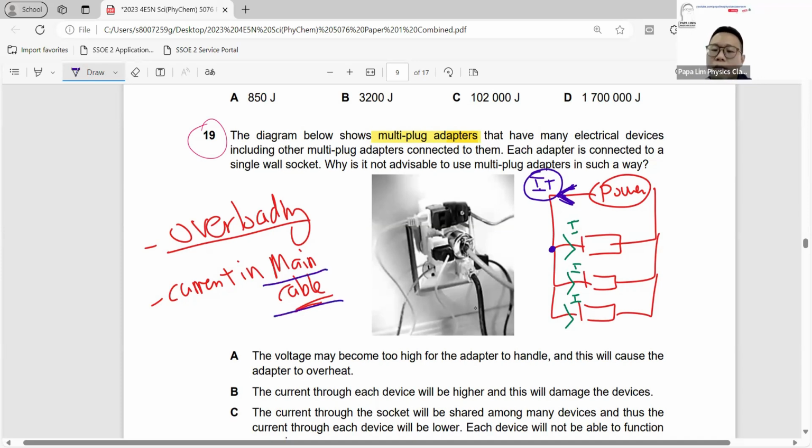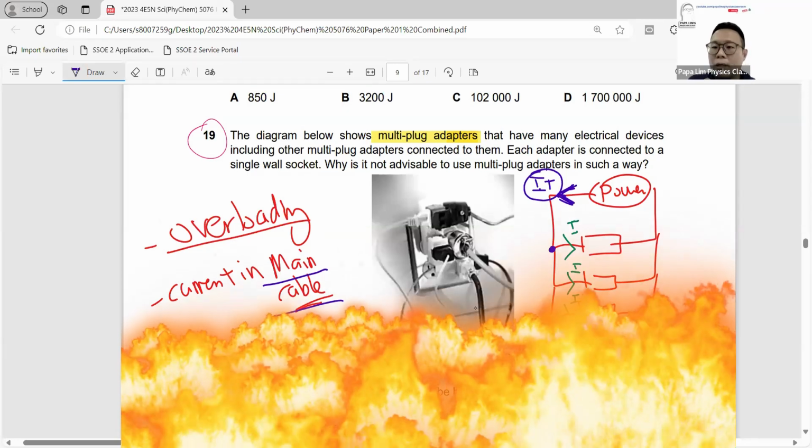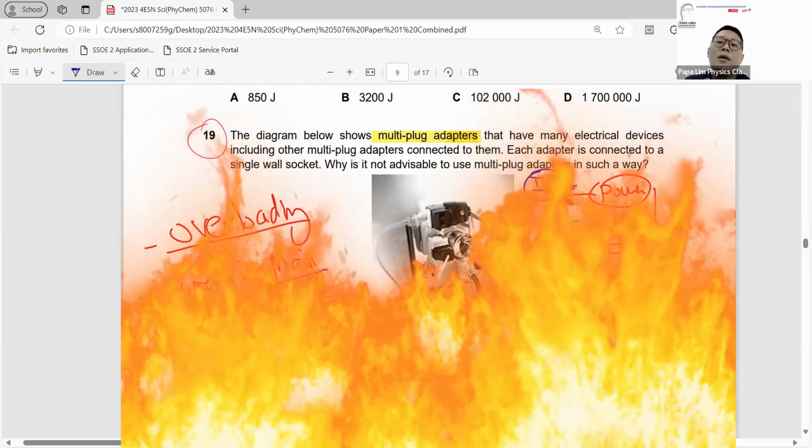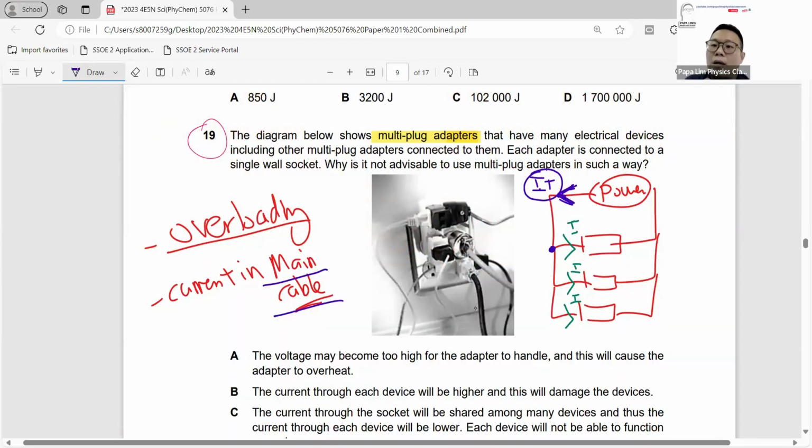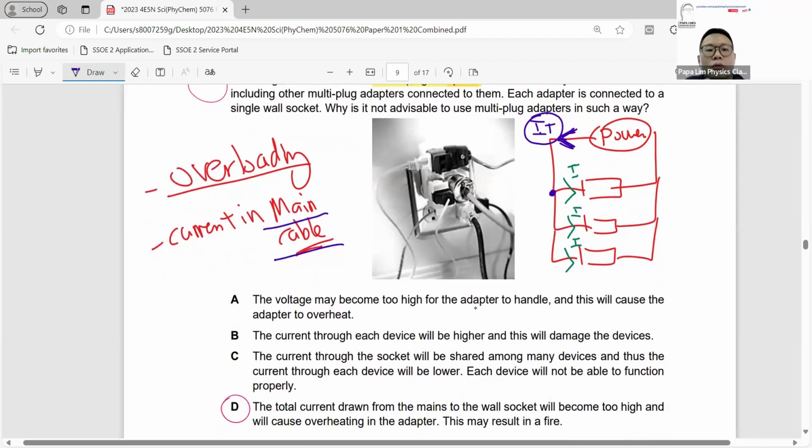That is why, when you talk about overloading, the current in the main cable is the one you are concerned about, because this is where the electrical fire will take place. The current in the main cable is very high, so the temperature in the main cable is very high also. As a result, the main cable will most likely catch fire first. So for this type of question on overloading, the main thing is to check whether there is a mention of the main cable, because that is where the fire will arise.